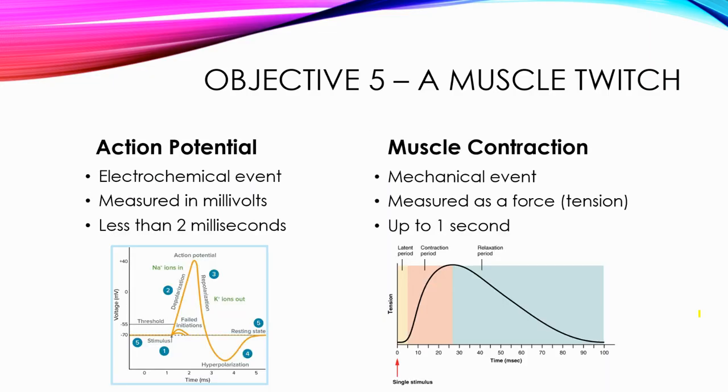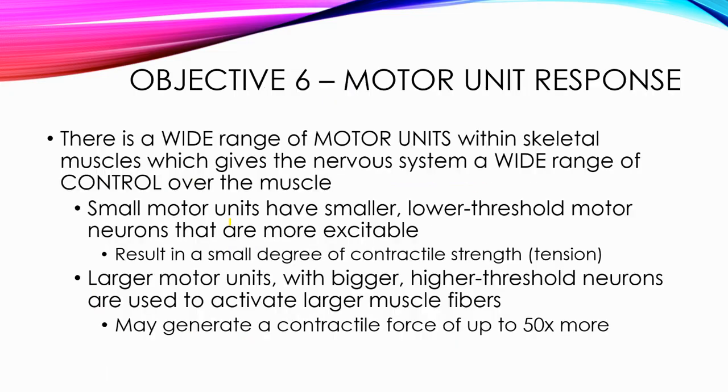Okay. So just to do a quick comparison, an action potential is electrochemical. That's where you have that electrical impulse, whereas the muscle contraction is an actual mechanical event. The muscle is moving or physically contracting. We measure the action potential in millivolts. Over here you can see your voltage, whereas in muscles we're measuring it as a force or tension. And an action potential is going to be faster than your actual muscle contraction. It takes time for that muscle contraction to occur after that action potential has reached that synapse.